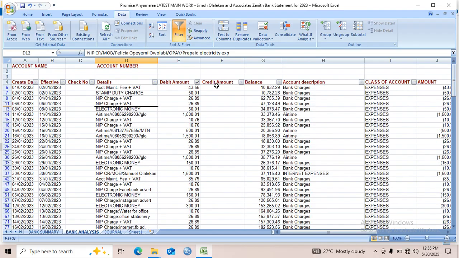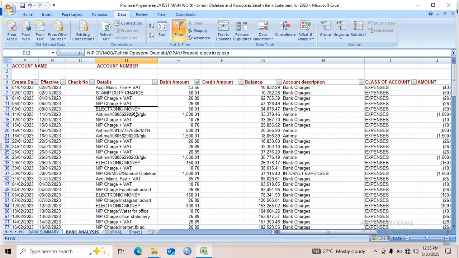So now the first one there is the account maintenance plus VAT. Obviously that is the bank charges. The stamp duty charge. Maybe when you went to pay for the stamp duty, they removed 15 naira. That is also a bank charge. NIP charge plus VAT, those are bank charges. This one now, electricity money. Maybe when you're going to pay electricity, they charge you 15 naira from your bank. That is also bank charges.